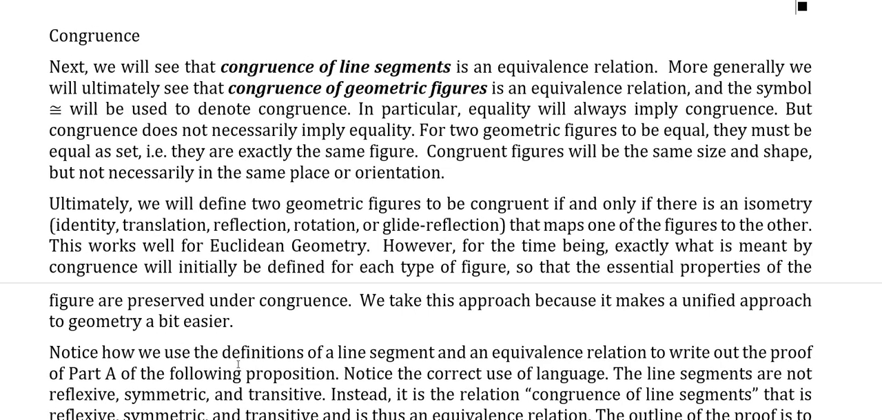So next we will see that congruence of line segments is an equivalence relation. And more generally, we will ultimately see that congruence of geometric figures is an equivalence relation.